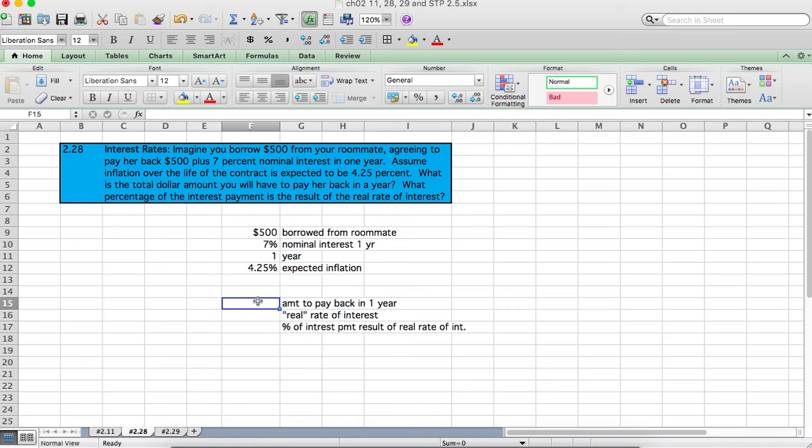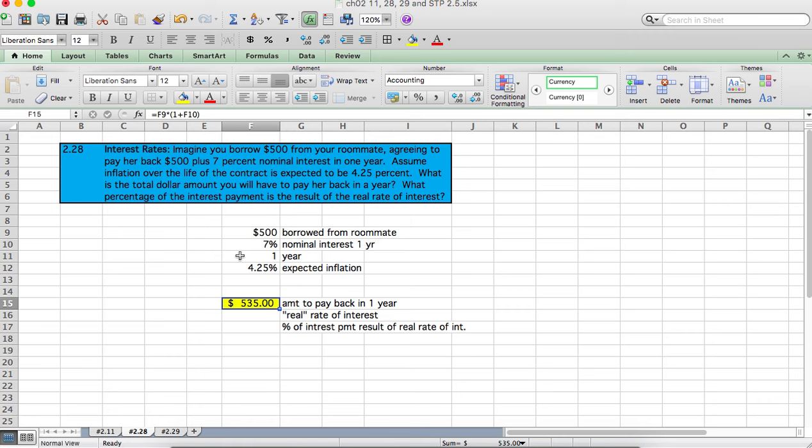So the amount that we're going to be repaying after 1 year is basically the amount borrowed times 1 plus the interest. And that gives us $535. Okay, and that's your first answer. So why 1 plus? Because we're increasing the interest.